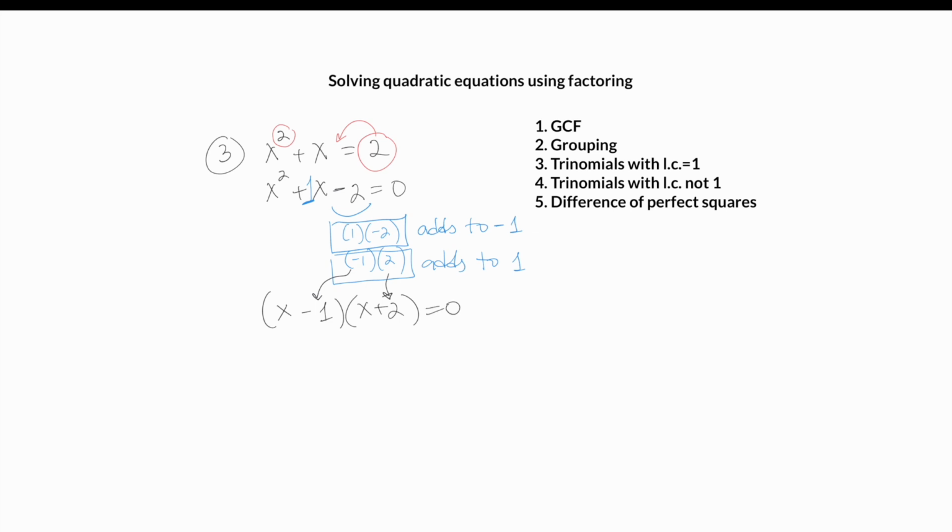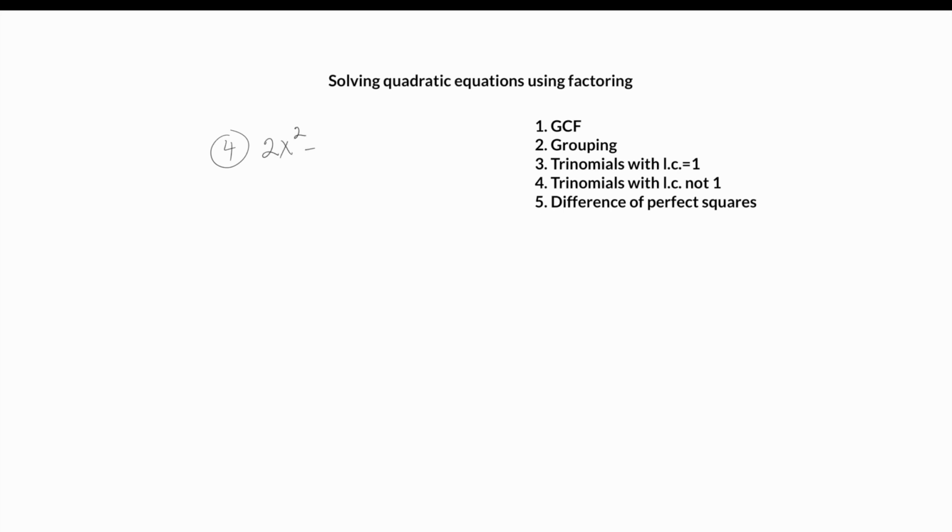Same drill as before, we simply take each factor and set each equal to 0. x minus 1 equals 0, which means x is positive 1, because you take negative 1 and add. And then x plus 2 equals 0, which means x is negative 2, because you take this positive 2 and subtract. Let's look at example number 4.